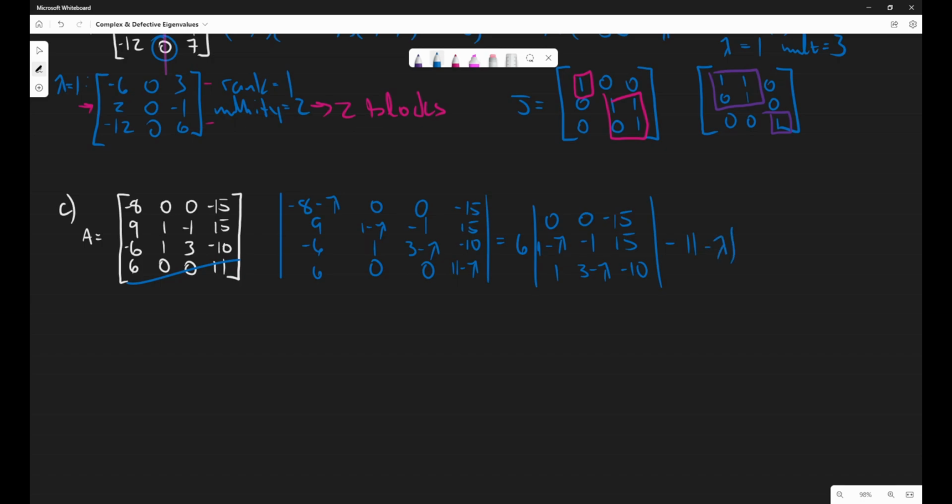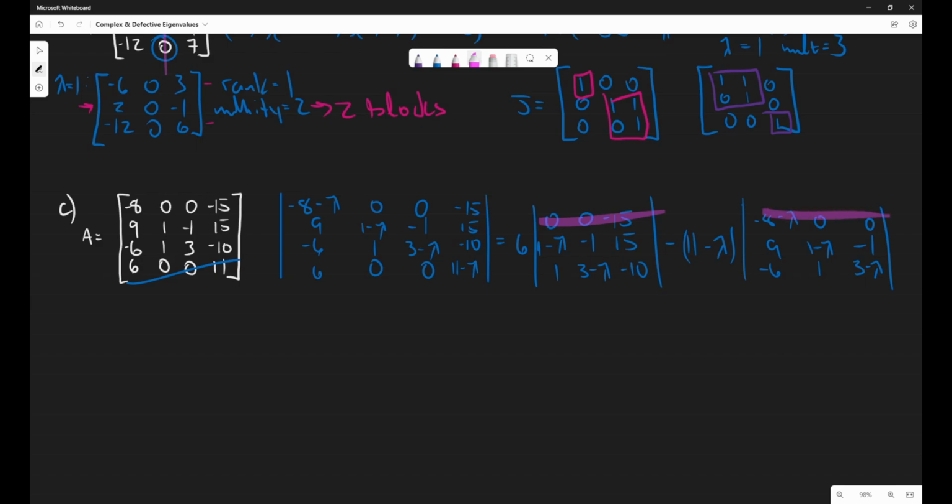Minus lambda multiplied by the determinant of -8 minus lambda, 0, 0, 9, 1 minus lambda, 1, -6, 1, 3 minus lambda. And because I did this, the determinant for the 3 by 3 will be easier because we can just use the first row. We can use the first row for this one, first row for the other one. So we only have to worry about one.